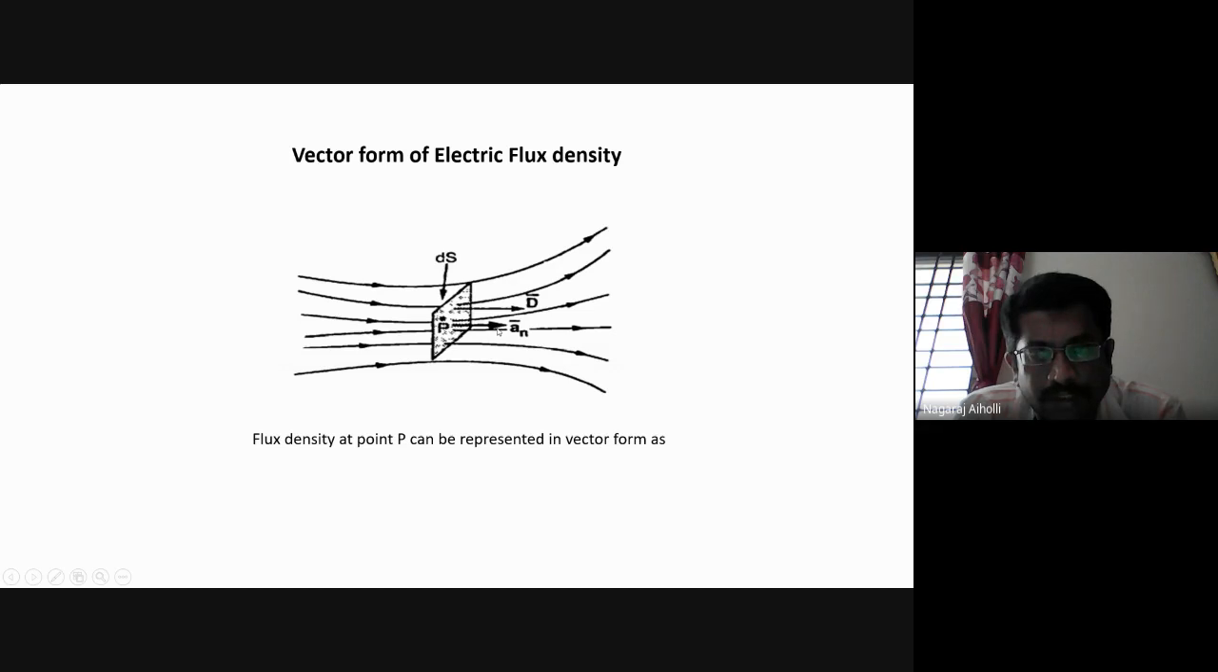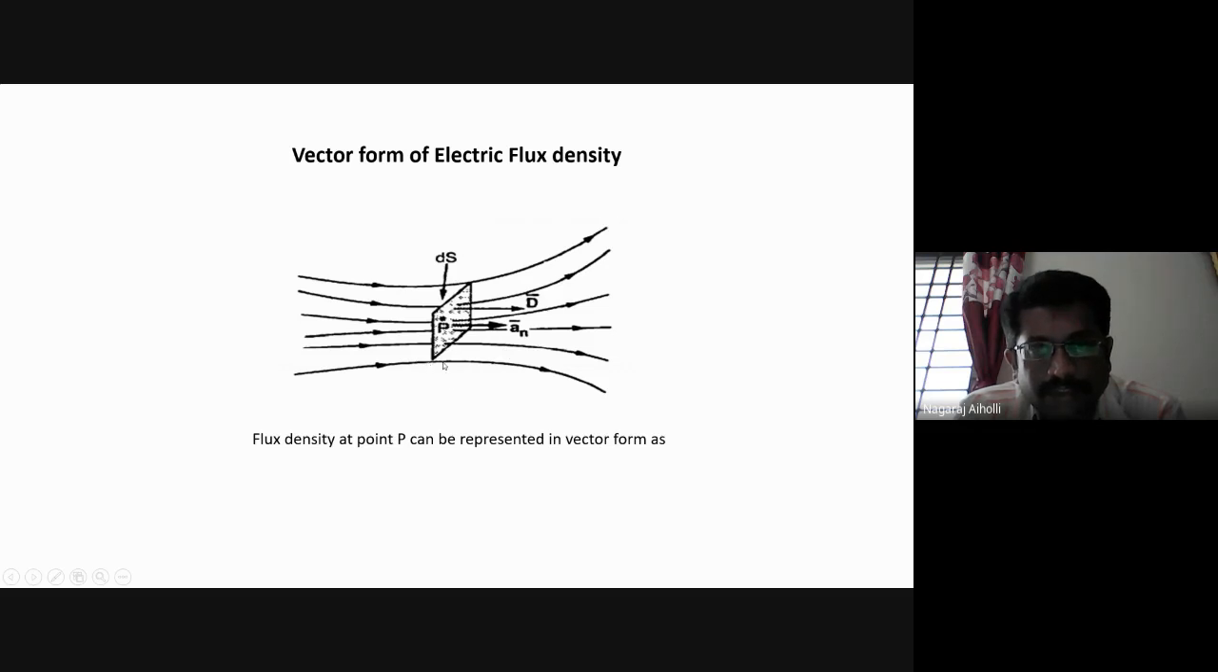Then an bar is the unit vector of this electric flux density, which is along the same direction as that of the unit vector. The direction of the electric flux density passing through the surface and the unit vector an bar are the same. That means the direction of the electric flux density D bar is along the same direction as that of the electric flux lines. Okay.